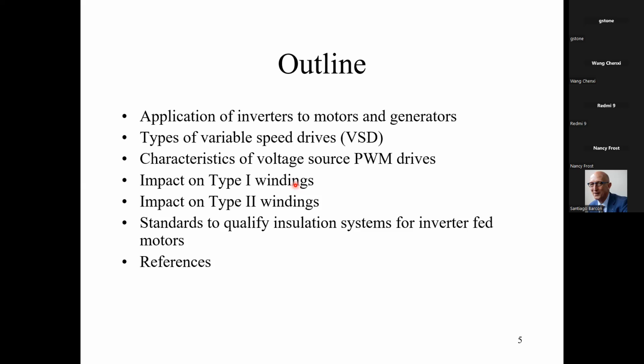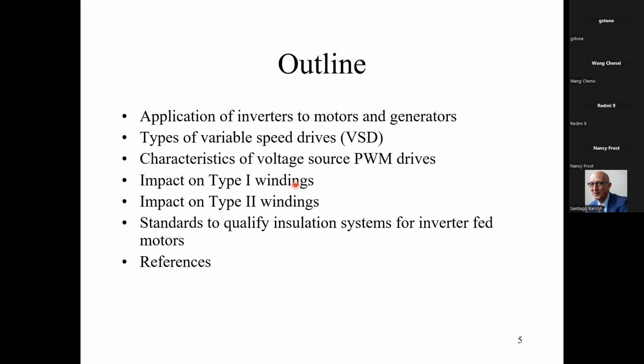So what we're going to talk about is why we use inverters to feed current to stator windings of motors, and sometimes rotor windings of some types of generators. I'll very briefly review the various types of variable speed drives, but I'll be focusing on what's called the voltage source pulse width modulated drive, or inverter. This is a particular type of inverter that is by far the most common now in most modern applications.